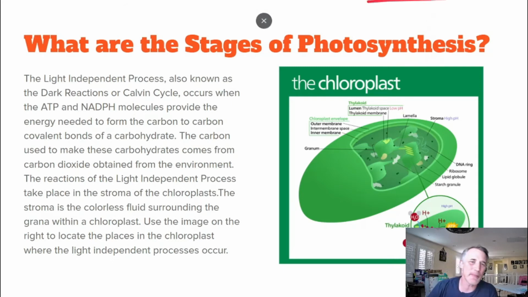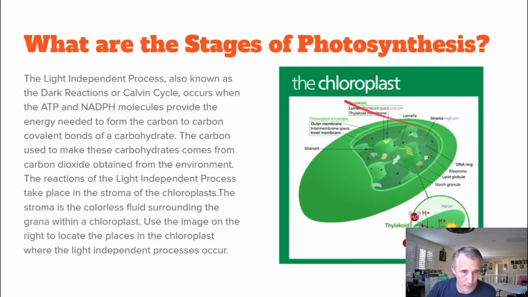The light-independent process, also known as the dark reactions, I don't like that term, or the Calvin cycle, occurs when ATP and NADPH are transported from where they're made in the grana out into the stroma. Those enter the stroma, and there's a whole bunch of enzymes inside the stroma that pick up those molecules and do a further step during the Calvin cycle to string together carbon from carbon dioxide into glucose or sugars.